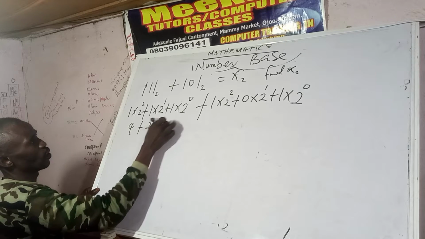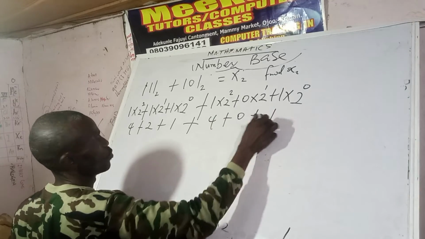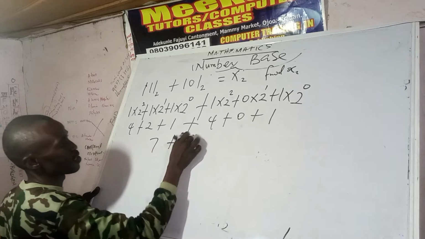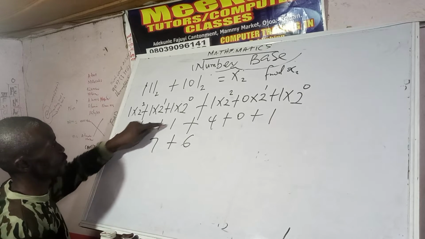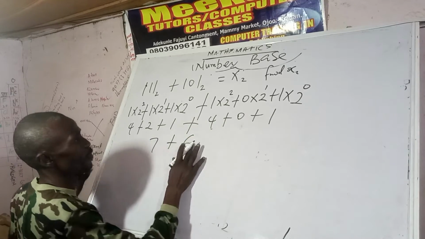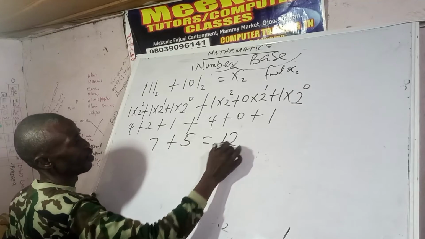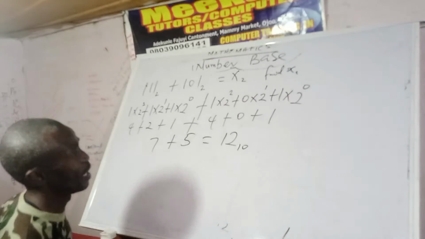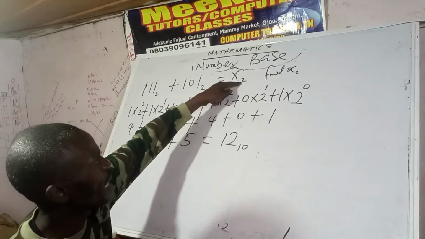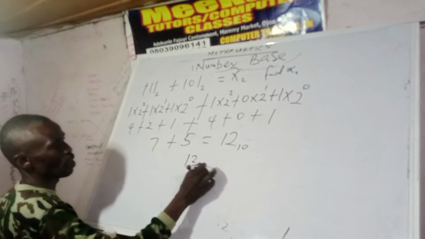4 plus 2 plus 1 plus 4 plus 0 plus 1. 4 plus 2, 6 plus 1, 7. 7 plus 4 plus 1, so we have 5. 4 plus 1, 5. So everything becomes 12 base 10. But remember, the value of my x is supposed to be in base 2. So I have to convert this 12 back to base 2 so that I can get the value of my x.